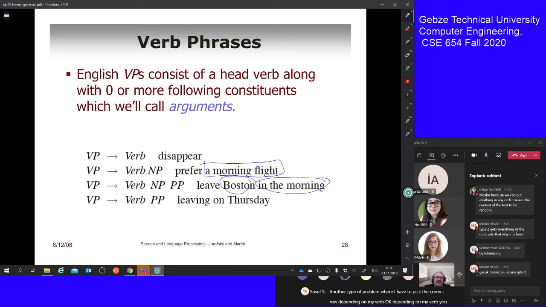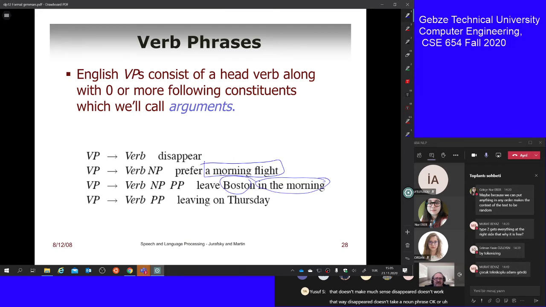You wouldn't say the flight disappear a morning flight. You see? The flight disappear a morning flight. Or I disappear a morning. That doesn't make much sense. Disappear doesn't work that way. Disappear doesn't take a noun phrase. Okay?